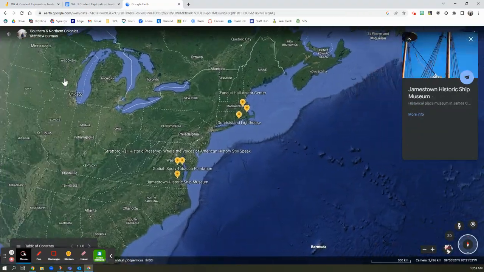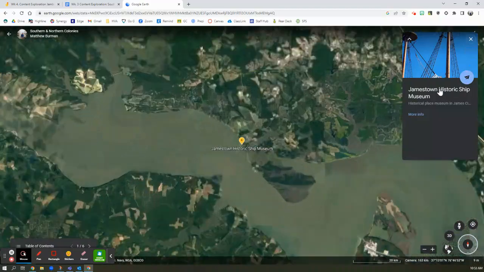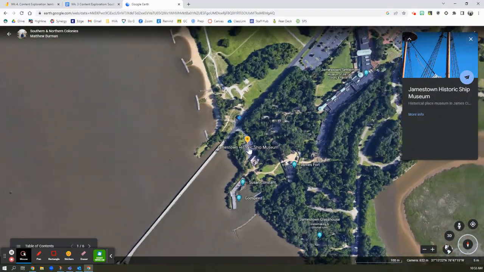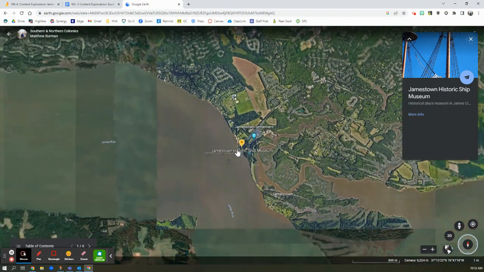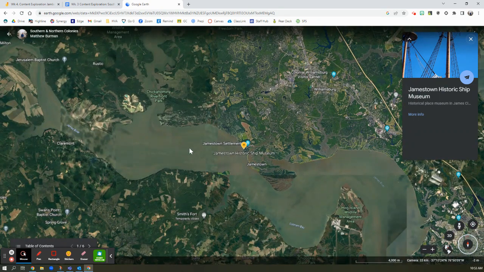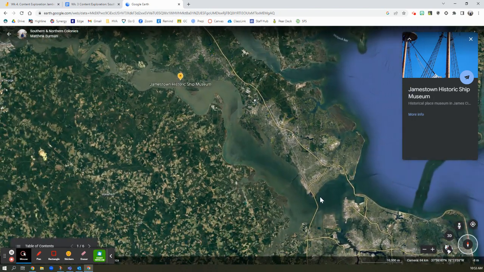We're going to start with this one right here. The Jamestown Historic Ship Museum. Boom, we're zooming way into Jamestown. Jamestown was, of course, one of the very first, if not first lasting European settlement in the Americas. And this is where it occurred on the James River. You can see again that big river, you could bring a ship right up that river. And actually, this river connects back to an even larger Chesapeake Bay.